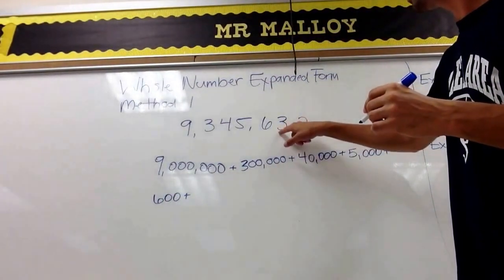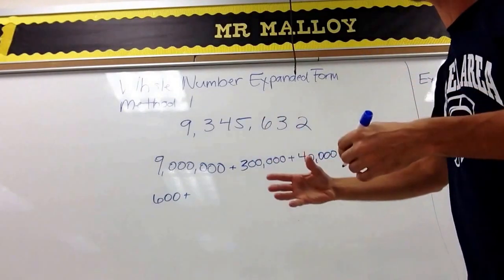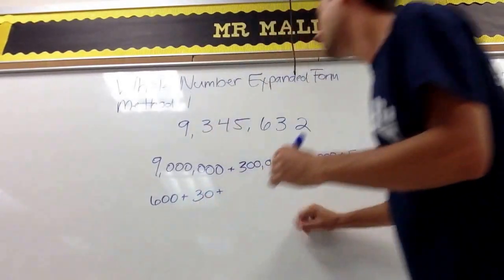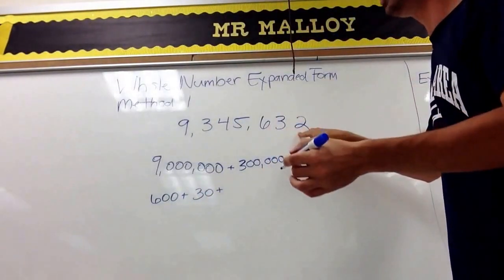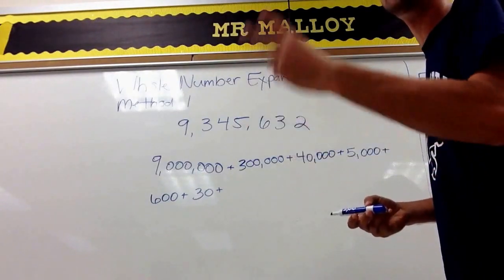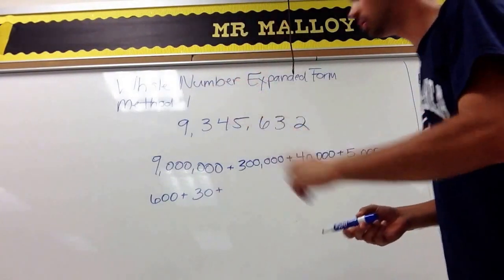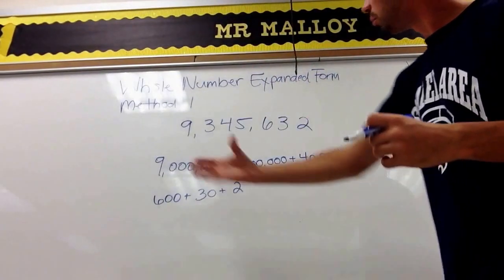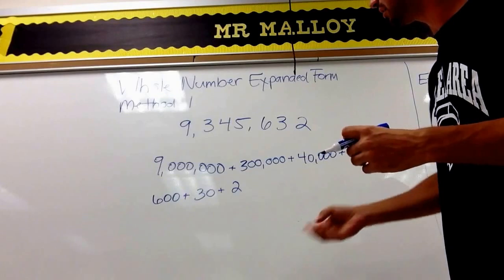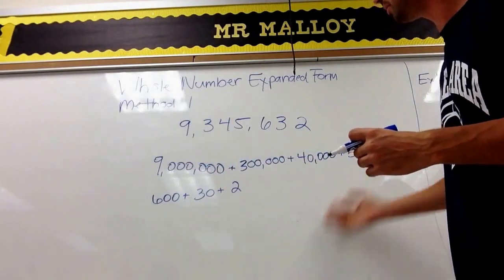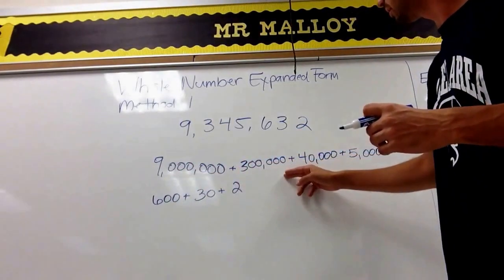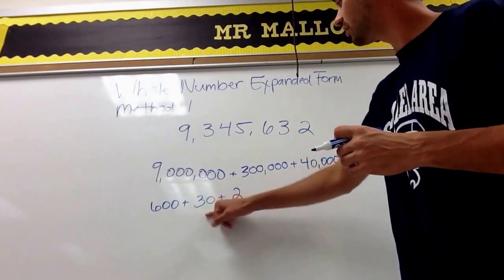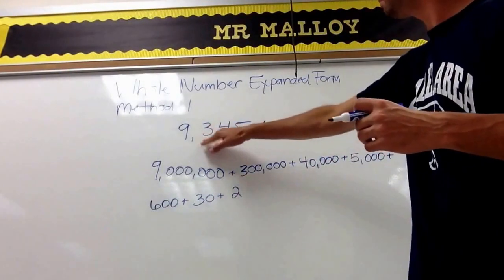That 3 is not really a 3. What does it represent? It represents 30 of something because it's in the tens place. And the 2 is actually a 2. Since it's in the ones place, it actually represents 2 of something. 1, 2. So if we would actually put all these numbers back into the calculator just like it is written as this math problem, 9 million plus 300,000 plus 40,000 plus 5,000 plus 600 plus 30 plus 2, we would get back to this number.